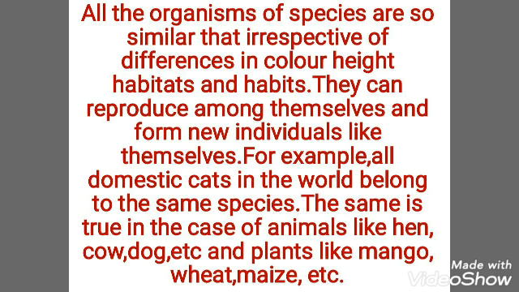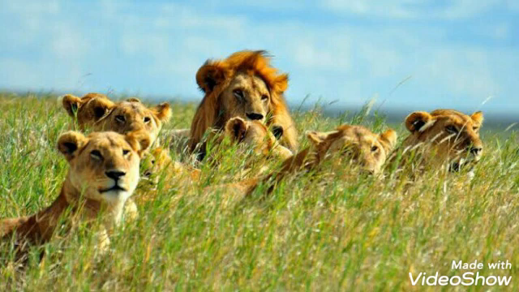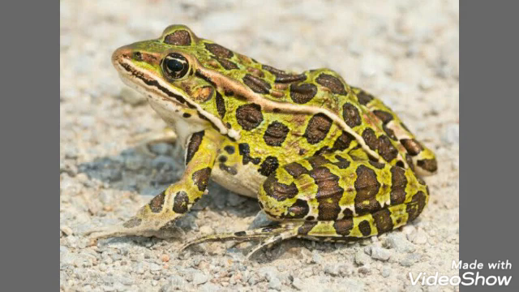All the organisms of the same species are similar, so that irrespective of differences in height and color, they are able to reproduce to produce new individuals. For example, all domestic cats in the world belong to the same species, or the same group. For example, here the tiger can be named scientifically in the two-part way, that is Panthera tigris, while the lion can be said as Panthera leo.